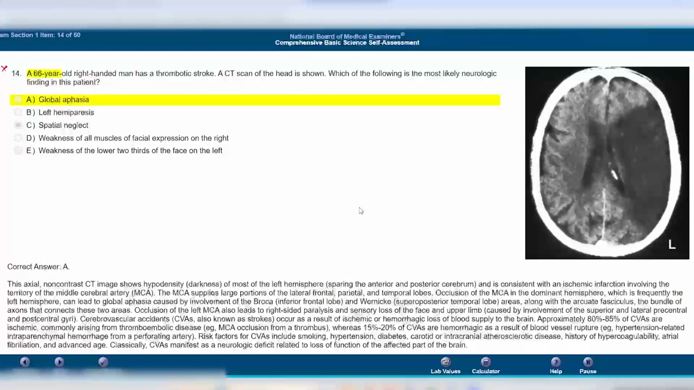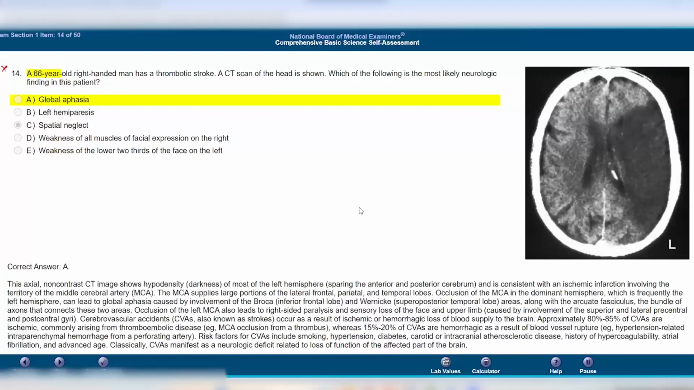All right, this one here. For this one, I knew it was an MCA stroke, just based off of the scan on the left side. So I thought about aphasia because it's in that region, but I thought spatial neglect would be impacted. Looking at First Aid, I realized that the infarction that occurs on the dominant side, which is usually the left hemisphere, is associated with aphasia. It's the right side.